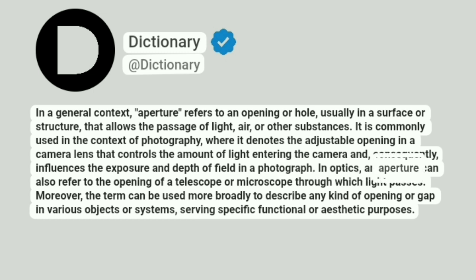In optics, an aperture can also refer to the opening of a telescope or microscope through which light passes. Moreover, the term can be used more broadly to describe any kind of opening or gap in various objects or systems, serving specific functional or aesthetic purposes.